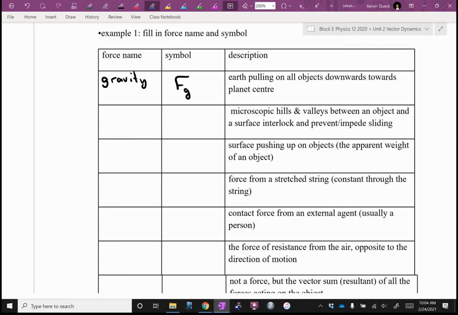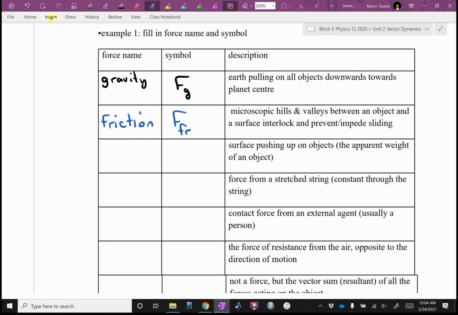What was the name of microscopic hills and valleys between an object and a surface that would interlock and prevent or impede sliding? What do we call that? Friction. And my abbreviation was F subscript fr. I don't know why I put the fr. Every other textbook just calls it F subscript f, but I haven't changed that habit. I started out that way for some dumb reason when I started teaching physics back in 2003. It's about the only time I ever write an extra letter when it's not necessary.